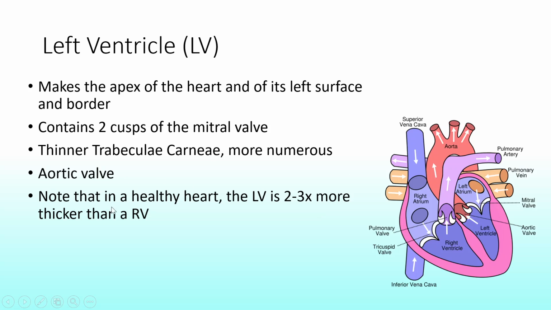Okay, so that consists of the left ventricle. Note that in a healthy heart, the left ventricle is 2 to 3 times thicker than the right ventricle because it's actively pumping that blood. So in hypertension, wall thickness will increase.